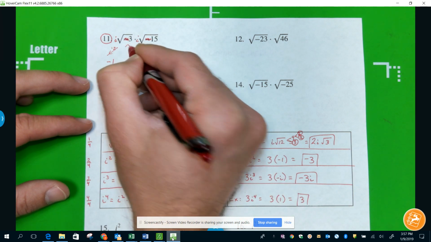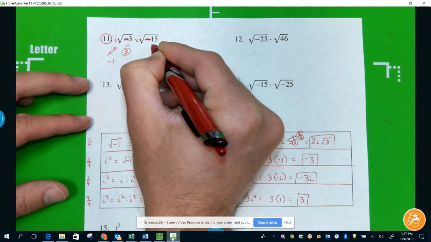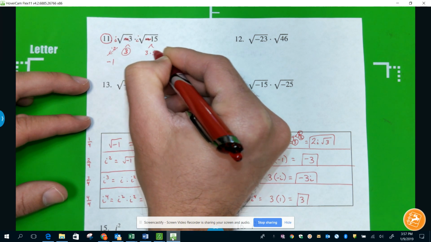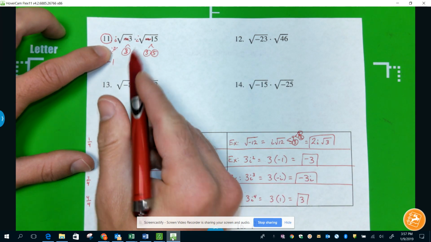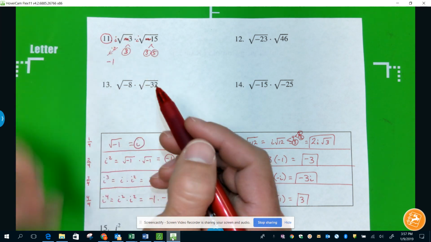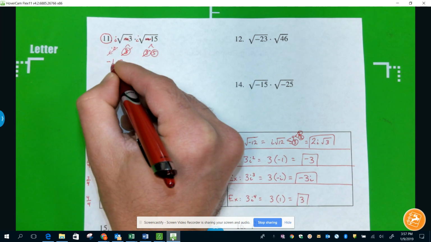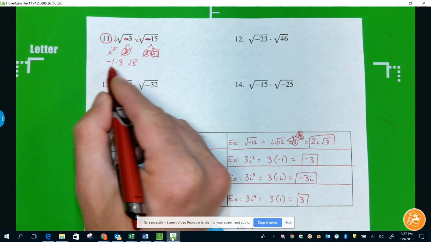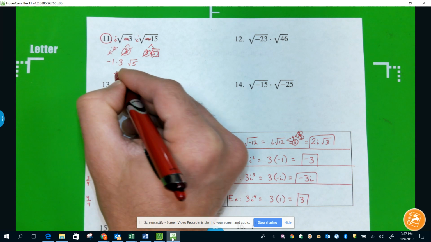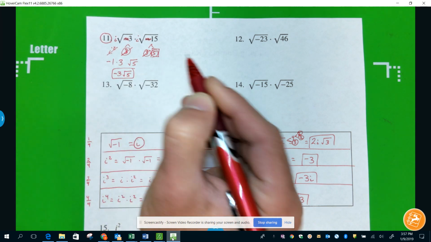Now, to break these down, 3 doesn't break down, so 3 is prime. 15 breaks down, 3 times 5. Okay, so I had a negative 1 on the outside. Do I now have any pairs from underneath that can join them? Yeah, I got a pair of 3s that can join that negative 1 on the outside. And 5 is single, so it's going to stay in. So on the outside, I have negative 1 times 3. So I've got negative 3 square root of 5.